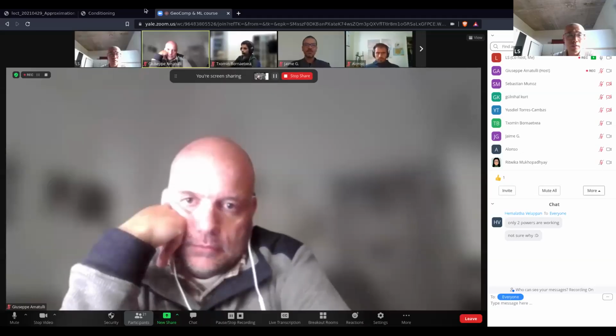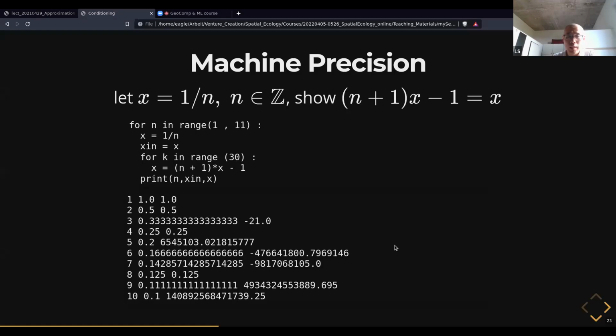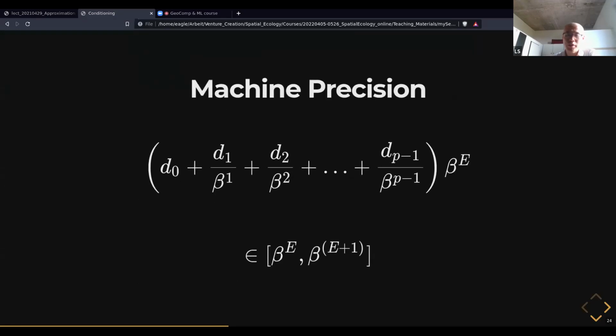Back to the slides. Machine precision, right? We showed how all the numbers in computers are represented. I hope this doesn't scare you. If you don't like how this looks, just think of it as scientific notation, like 2.5 times 10 to the power of something. But instead of 10 as the decimal base, you use 2 to the power of something. That's the easy way to see it.